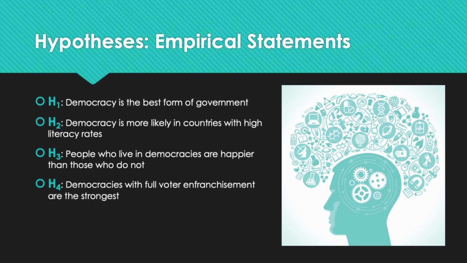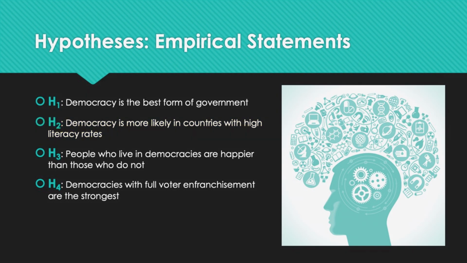And hopefully you were able to pick out that hypothesis 2 was the strongest hypothesis here. Definitely empirical. We could decide on a conceptualization for democracy. So maybe we're just talking about, can people directly vote for their representatives in government? We can measure that, and we can absolutely measure literacy rates. So hypothesis 2, that's a good one.